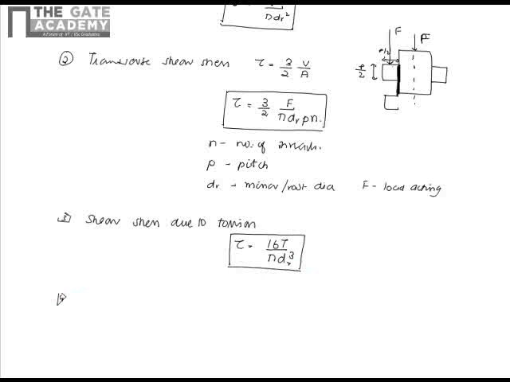Then we have the bearing stress, bearing or contact stress, which is given by F by pi dm n p by 2. The contact stress is force over the area in contact. That area will be pi dm into p by 2. So n threads will be in contact, so the area is pi dm into p by 2 into n. This will be the bearing stress.